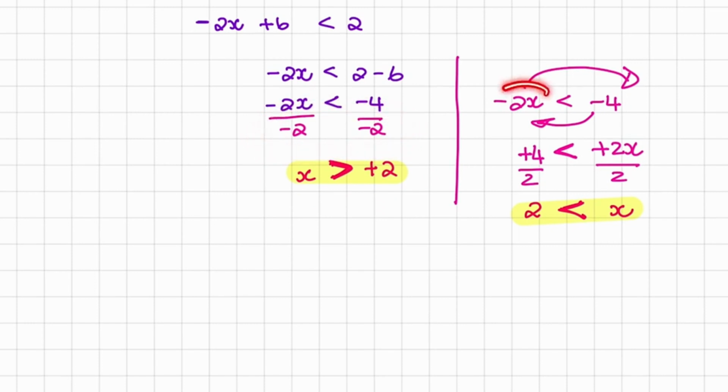So it's because when we take the negative 2 and make it positive on the right-hand side, you can see that x is simply on the other side of the inequality, and we read the inequality from the position of x. So x would be bigger than 2.